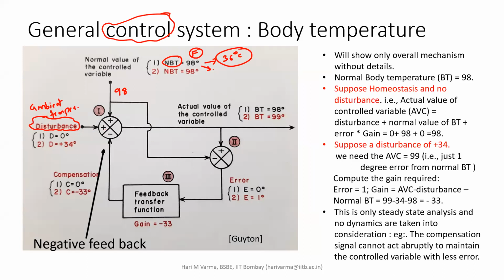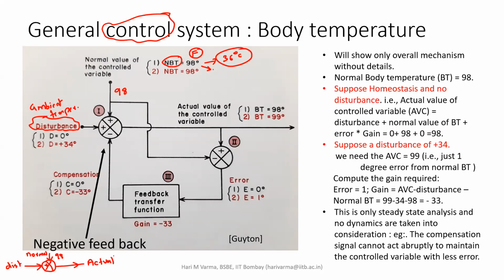Let's assume that only this branch is there. That means this one and this one. So I'll just draw it here. So plus, there is 98, your actual one, which is your normal. And then there is a disturbance. And then what you have is your actual.